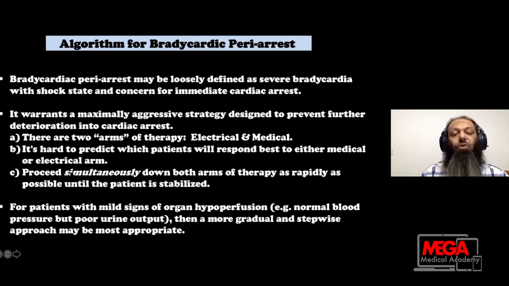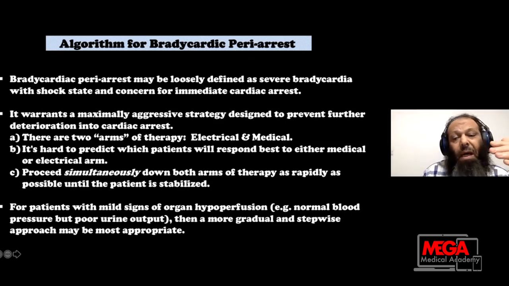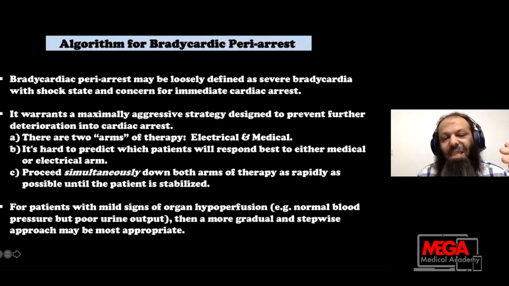So better to use both arms of therapy simultaneously and as rapidly as possible until the patient stabilizes, then you will de-escalate. The same we do with antibiotics: you start broad, then you de-escalate gradually. For patients with mild signs of organ hypoperfusion, like normal blood pressure but poor urine output, he has a normal BP but one of the signs of hypoperfusion, then a more gradual and stepwise approach may be most appropriate, different than this pre-arrest. So this is what we call the pre-arrest bradycardia approach.